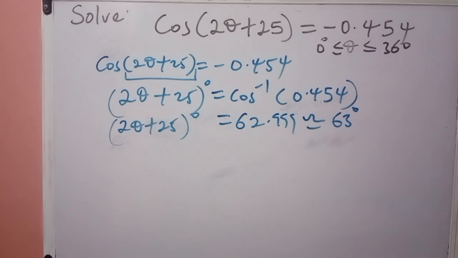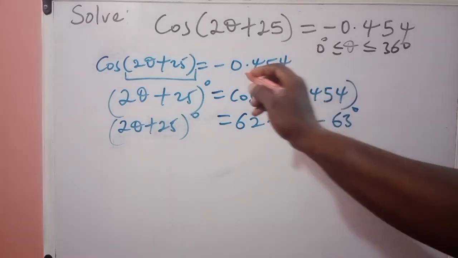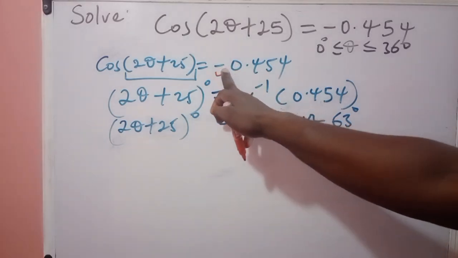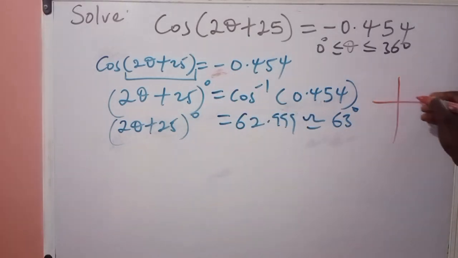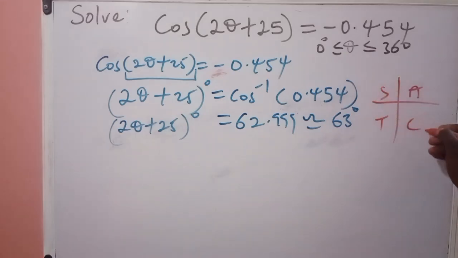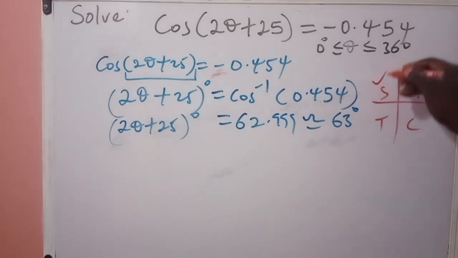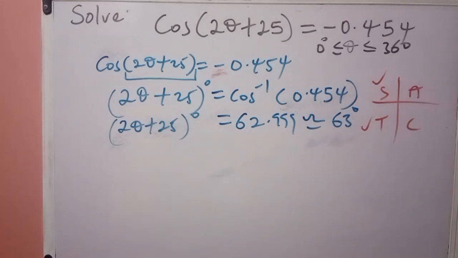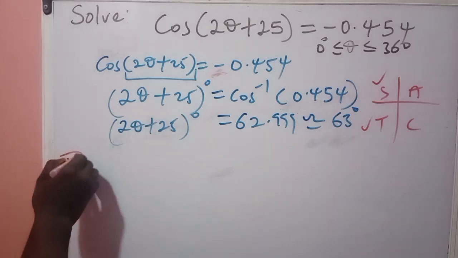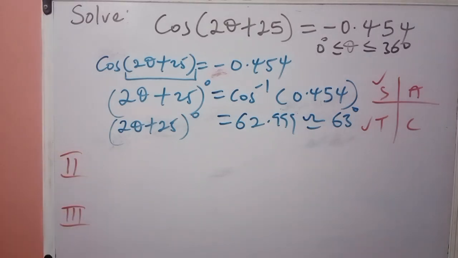So the next thing to do is to go on to investigate using your quadrant. So you want to find out what quadrant we are dealing with. In this case now, you can see the sign here is negative. So you want to ask yourself, add sugar to coffee. Where is cos negative? Cos is positive in first and fourth. So cos is negative in second and third. So in this case now, we're dealing with quadrant 2 and quadrant 3. So quadrant 2 and quadrant 3 are our quadrants of interest here.